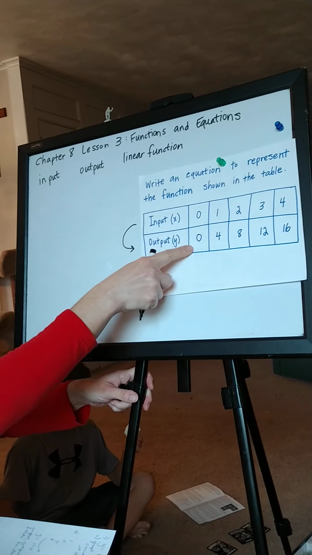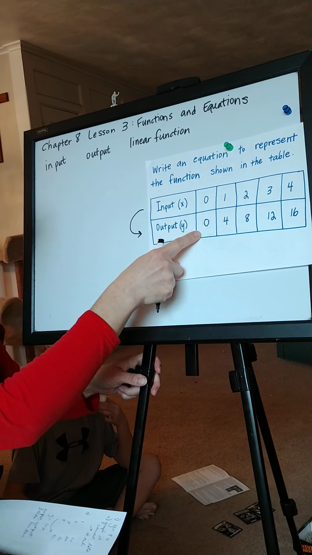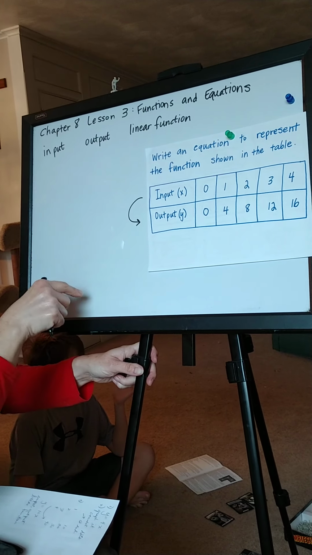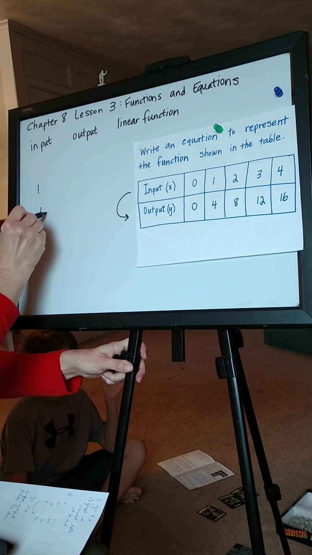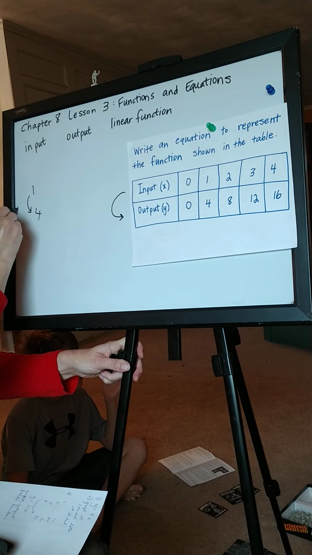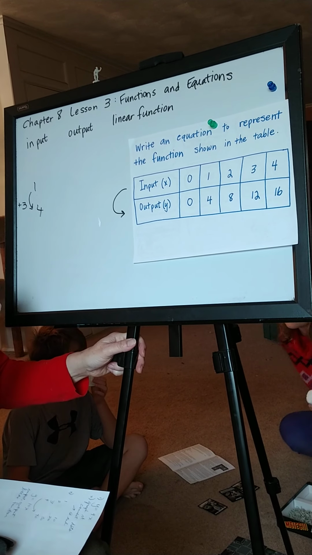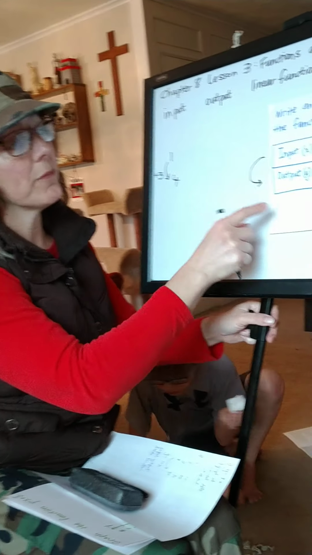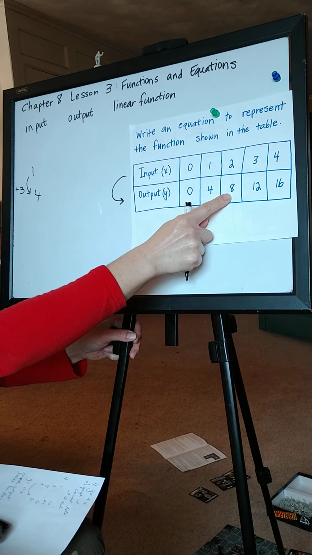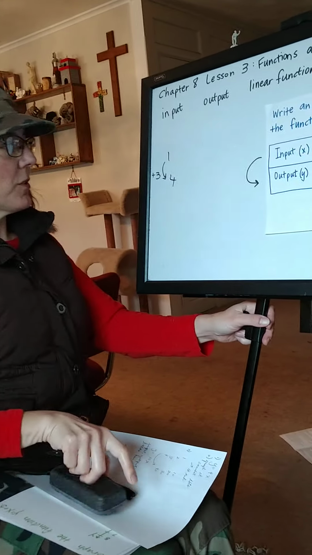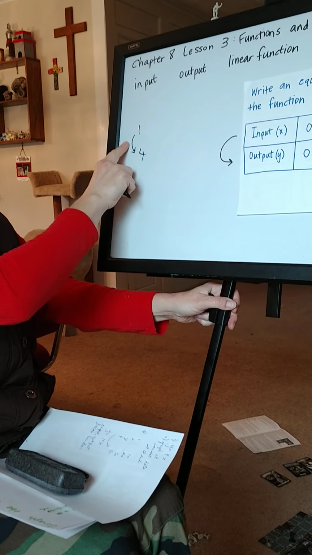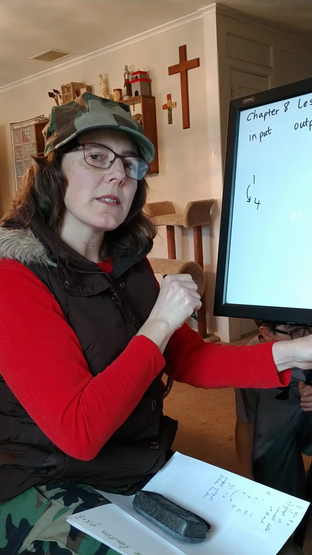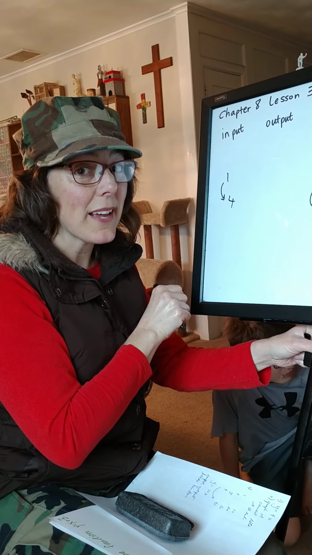Well, to get from 0 to 0, that's pretty much no change, right? How do we go from 1 to 4? Well, from 1 to 4, we could add 3. But remember, this has to be true for every single input to output. From 2 to 8, do we add 3? No. So that is not going to work. So let's try another way. How else can we get from 1 to 4? Go ahead and pause and see if you can figure it out before I write it down.